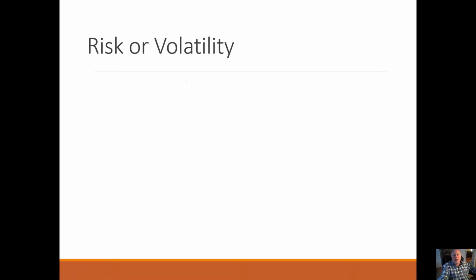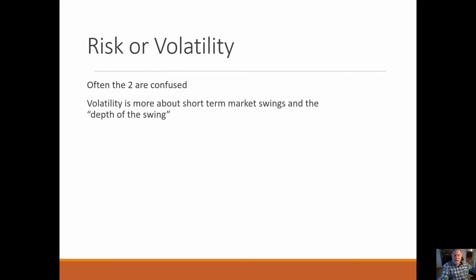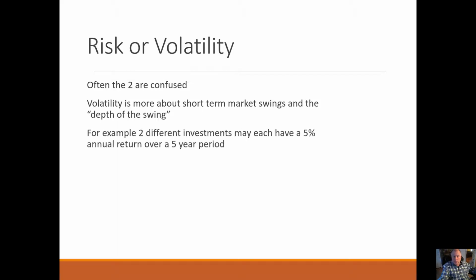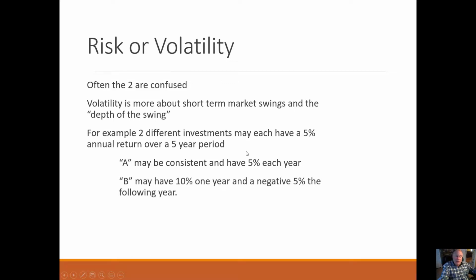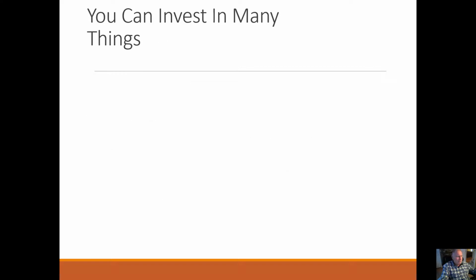Then we have risk or volatility. Often we confuse the two of them. Volatility is more about short-term market swings and the depth of the swing. For example, two investments may each have a 5% annual return over a 5-year period. A may be consistent and have 5% each year. B may have 10% one year and negative 5% the following year. But overall, it comes out to 5. So we want to look at that. Is it moving?